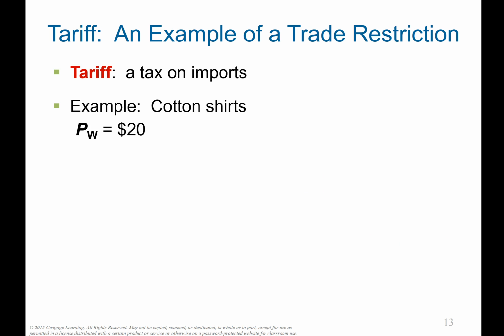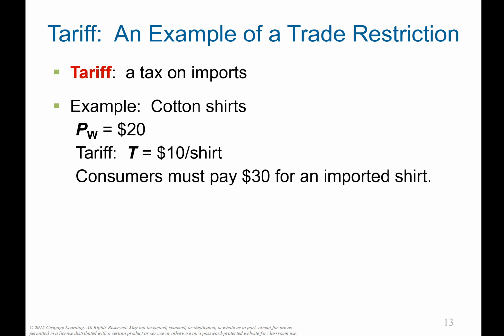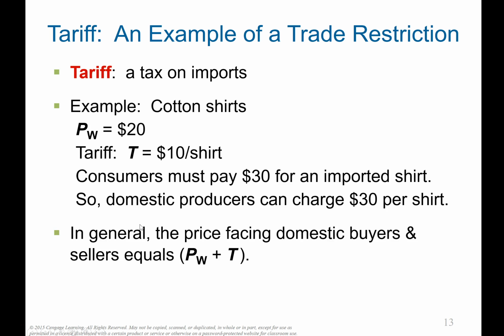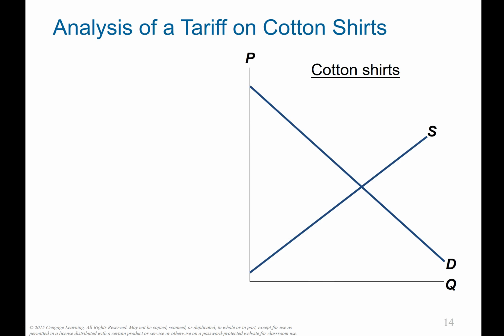And we'll give you an example of that. If the world price for cotton shirts is $20 and the tariff, meaning that tax to bring it into another country, is $10 a shirt, then the consumer price is $30 for an imported shirt. So domestic producers can charge $30 per shirt, even though it may not cost them that much to produce. So in general, the price facing domestic buyers and sellers is going to be the world price plus whatever that tariff is. So that's an important thing to keep in mind, how tariffs work.